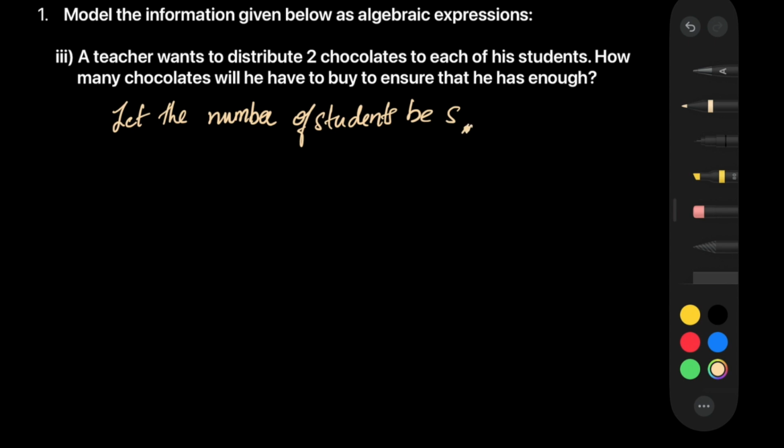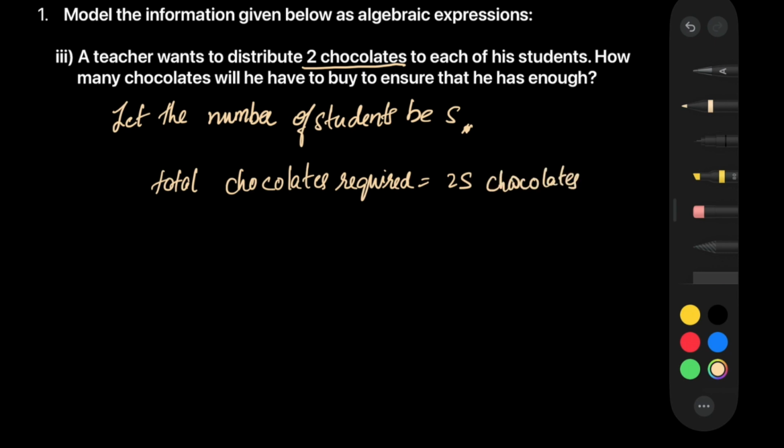Now, if he needs to give each student 2 chocolates, he will need, at a minimum, 2S chocolates. So essentially, he can buy any number of chocolates that is greater than or equal to 2S, which is twice the number of students he has, and ensure that he has enough chocolates to give each of his students 2 chocolates.